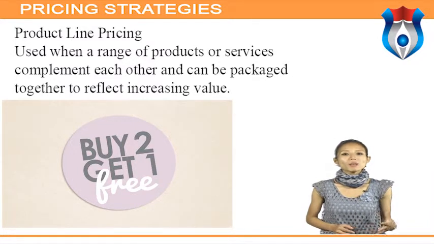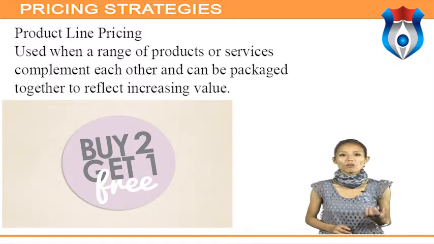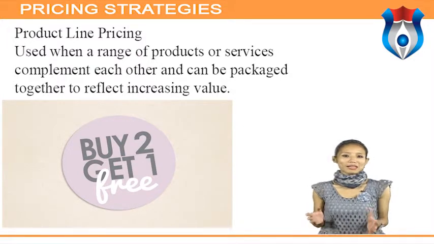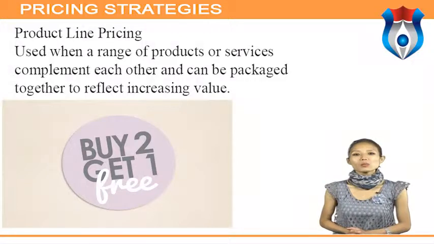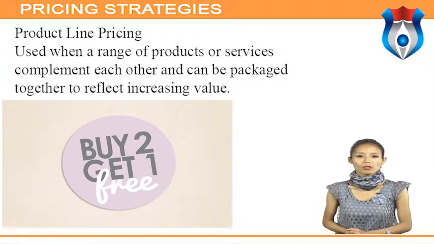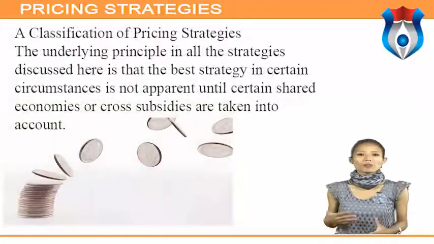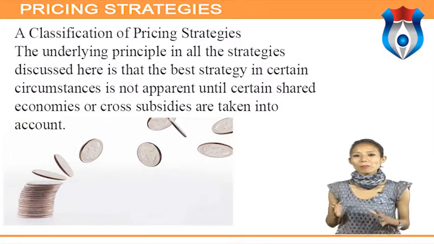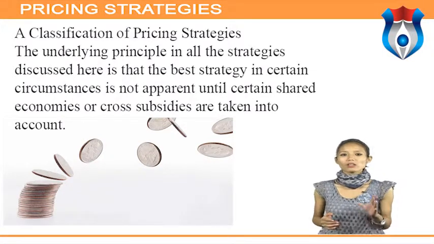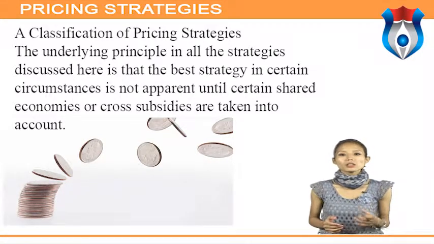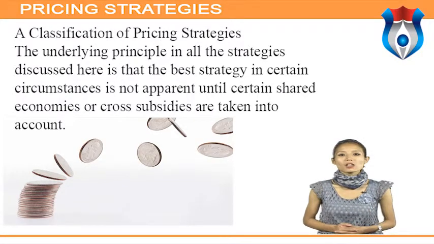However, rather than purchasing a greater quantity of one item, the customer is purchasing a different item or service at a higher price that is still perceived as a value when compared to the price for the individual product or service. The underlying principle in all the strategies discussed here is that the best strategy in certain circumstances is not apparent until certain shared economics or cross subsidies are taken into account.